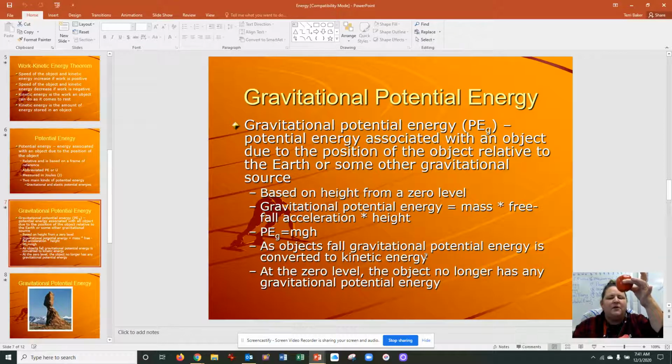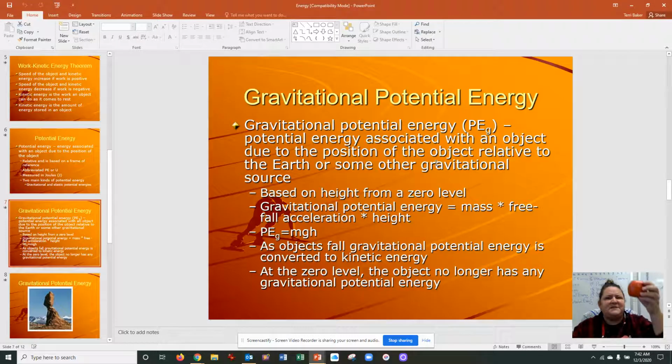As the object falls, gravitational potential energy is converted to kinetic. So an object at rest but not sitting on the ground has potential energy, and in this case, it's gravitational potential energy. If I were to drop it, as it falls, that potential energy is converted into kinetic energy. Until that split second before it hits the ground, it is 100% kinetic energy, and then as it rests on the ground, not moving, and it has no height, the energy is zero.